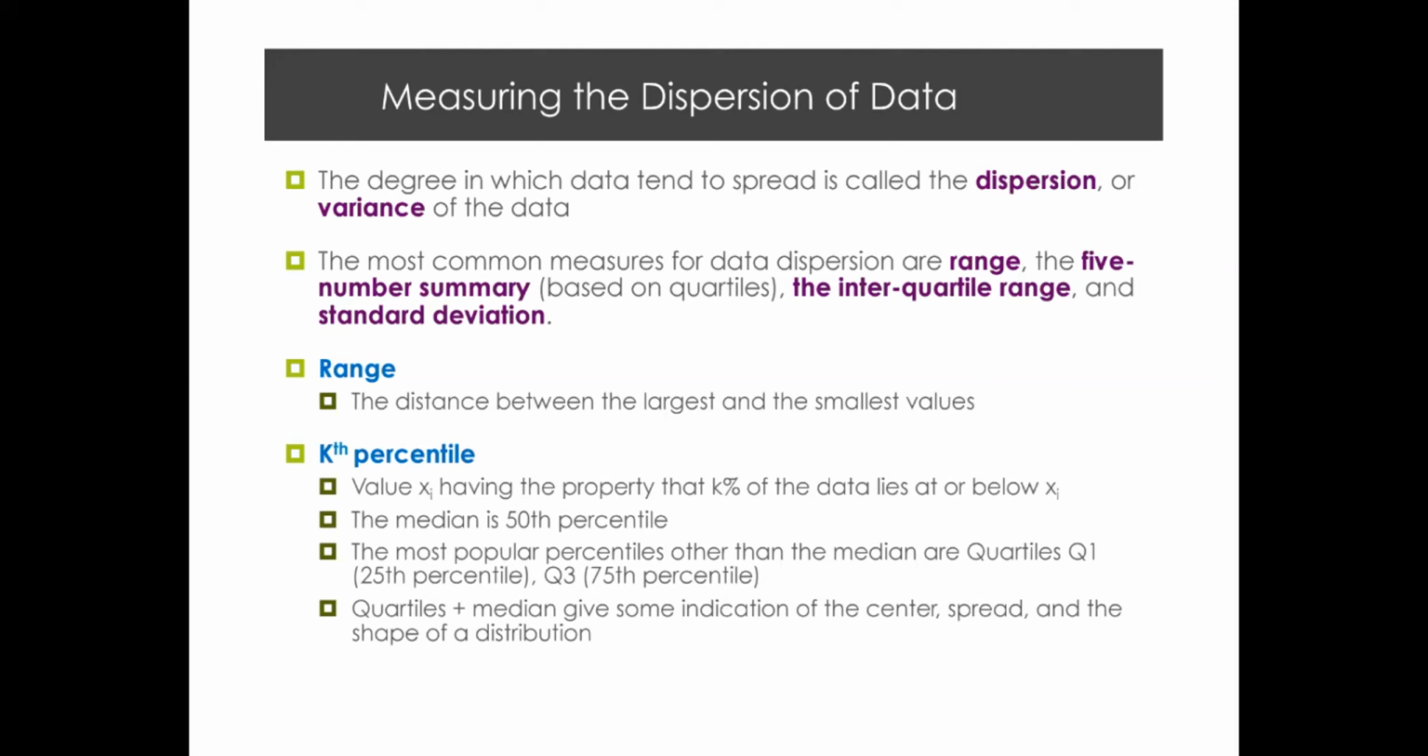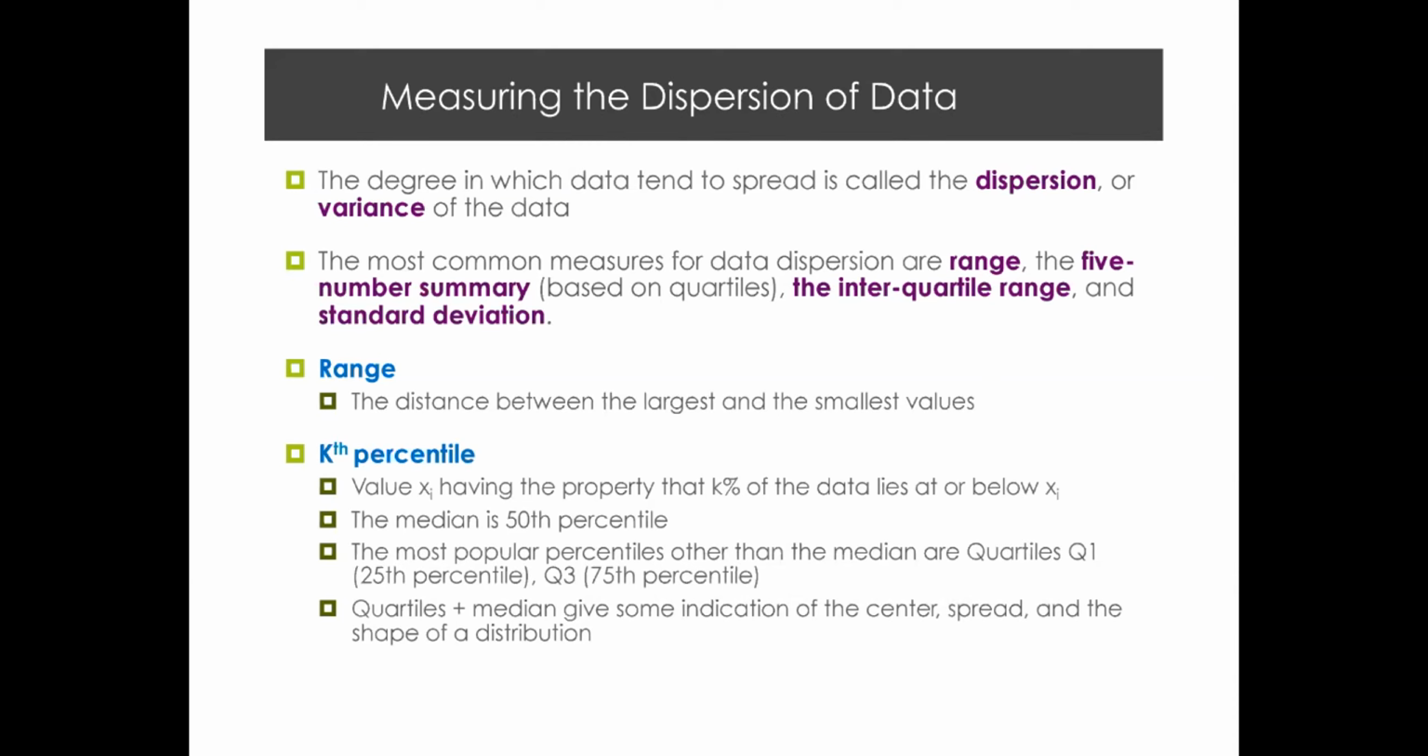The most common measures of data dispersion are the range, the 5-number summary based on quartiles, the interquartile range, and the standard deviation. So here, see the measures of the dispersion of the data: range and quartiles, variance, standard deviation, and interquartile range. The first one to consider is the range.